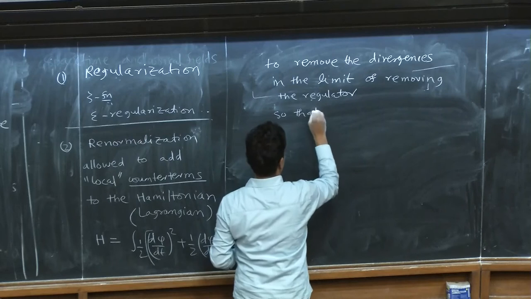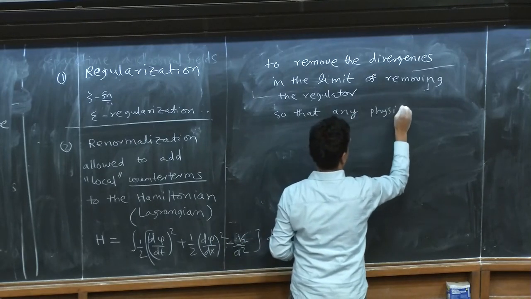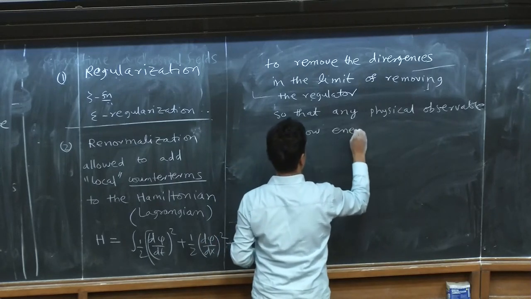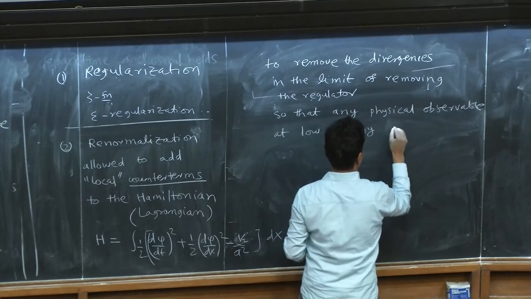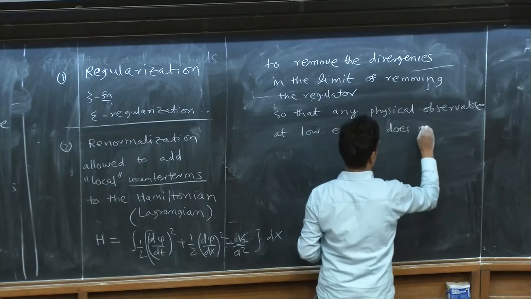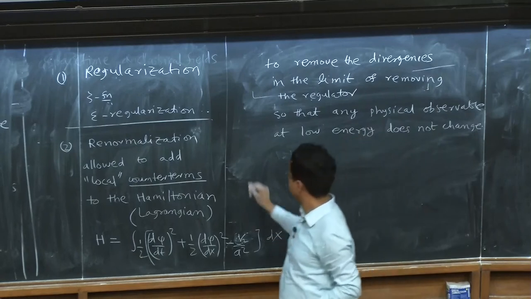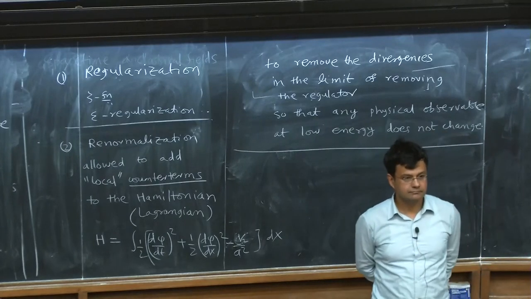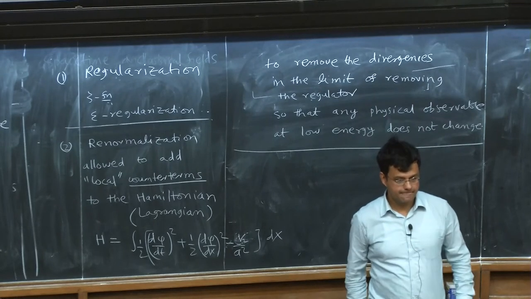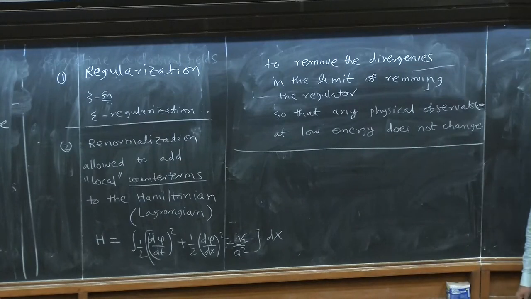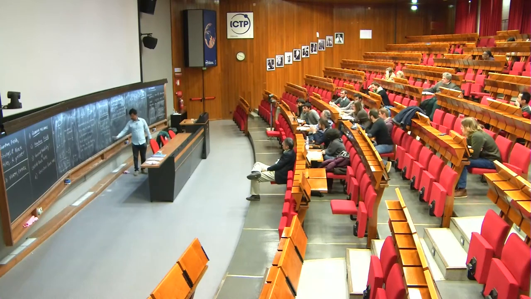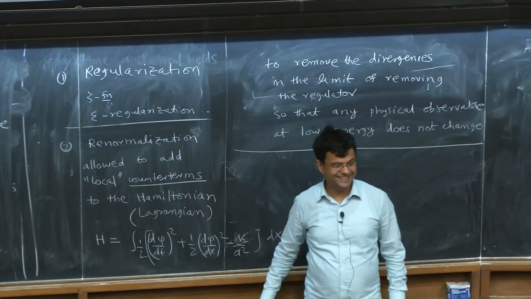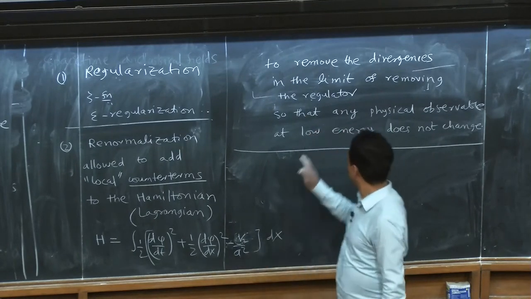So that any physical observable at low energy does not change. Yes. But there's a rule that things as well are physical, at least math. The point is that this thing which we are setting to zero, it turns out that if you did the same calculation in four dimensions, the measured value is actually not zero. So it is to be provided by low energy physics.